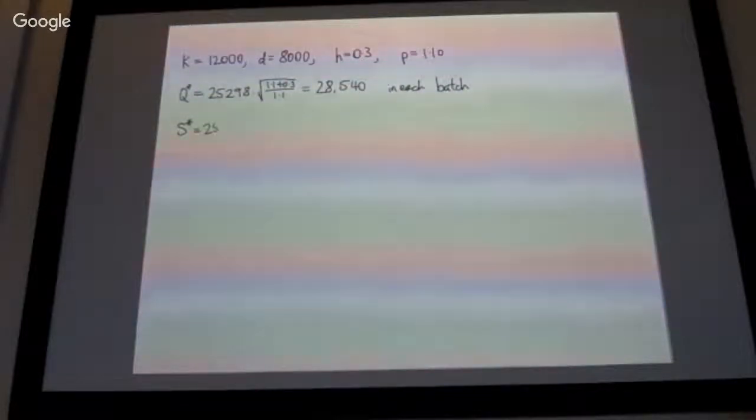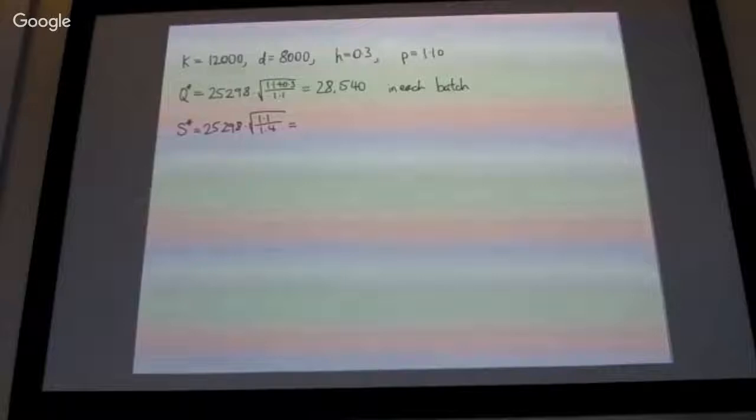It's 25,298 times the square root of 1.1 over 1. Within the book. Oh, you got it. I mean, unless it's done something wrong. Because the shortage is Q. S is just what you actually do have. That's right. Yeah, that's what I confused last time.